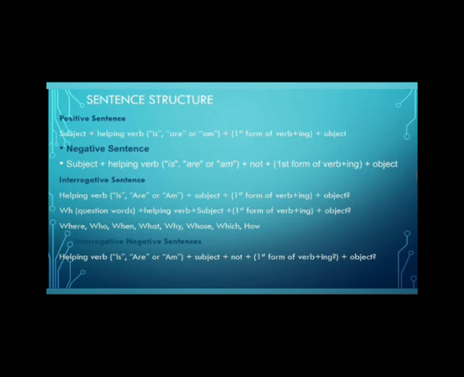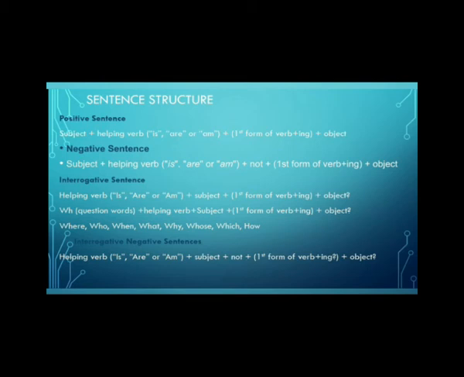Sentence structure of present continuous tense. Positive sentence: subject plus helping verb is, am, are, plus first form of verb with ing plus object. Negative sentence: subject plus helping verb is, am, are, plus not plus first form of verb with ing plus object. Interrogative sentence: helping verb is, am, are, plus subject plus first form of verb with ing plus object, question mark. WH question words plus helping verb plus subject plus first form of verb with ing plus object, question mark. Here the WH question words are written: where, who, when, what, why, whose, which, how.